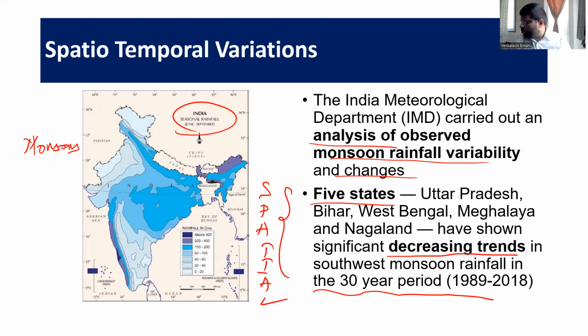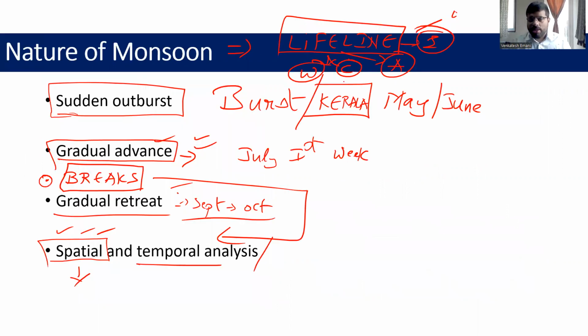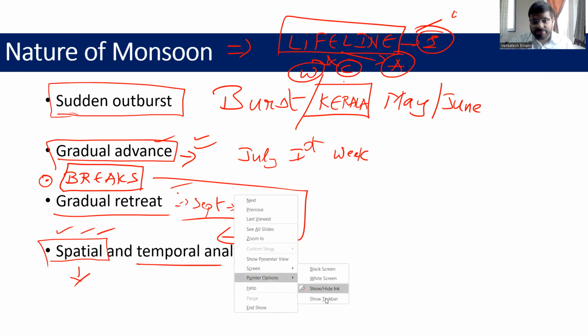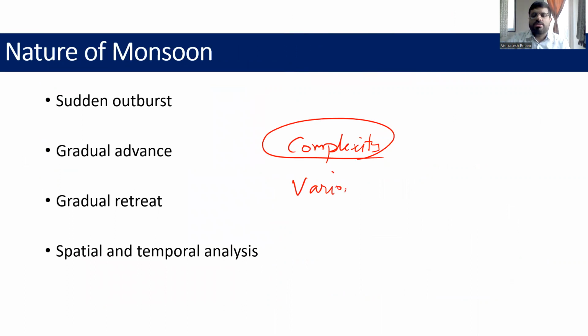So now what are you knowing? You have known by now that monsoons means they are the seasonal winds. They have certain characteristics like burst of the monsoon, gradual progress, breaks, and all those kinds of things, right? Spatial temporal analysis and all those things. Now, we have to explain conceptually why these things are happening. What are the reasons? Monsoonal winds are not as simple as we imagine, but they have so much complexity. They are affected by various factors.